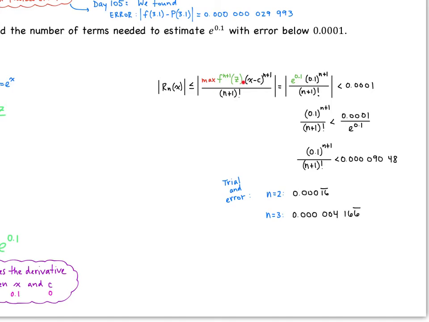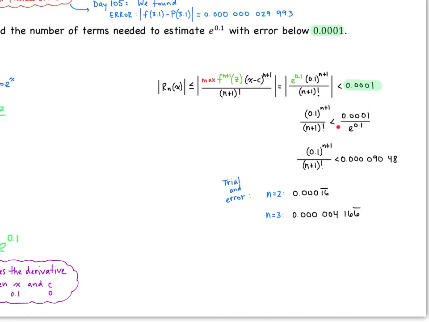Well, the maximum value of that n plus 1 derivative is going to be e to the 0.1. X minus c is 0.1 to the n plus 1 over n plus 1 factorial. And what we want is for this to be below 0.0001. Okay, so now it's just a matter of algebra. So I'm going to divide both sides by e to the 0.1. I can drop the absolute value. These will always be positive.